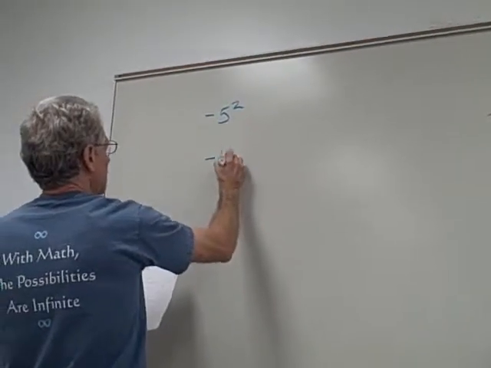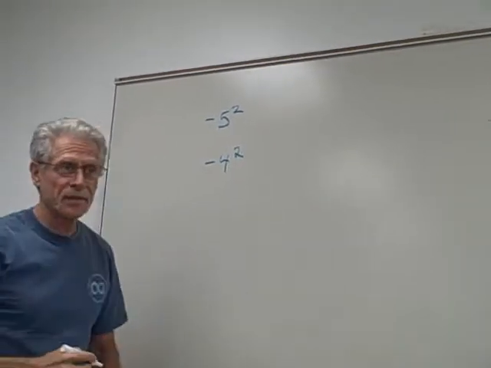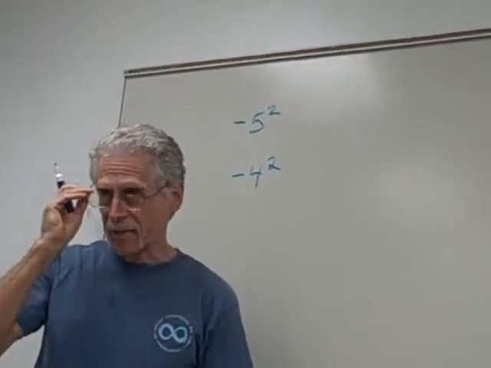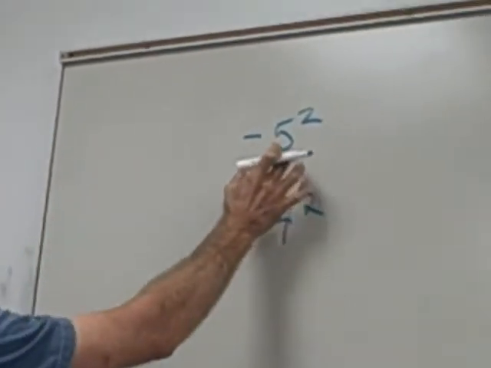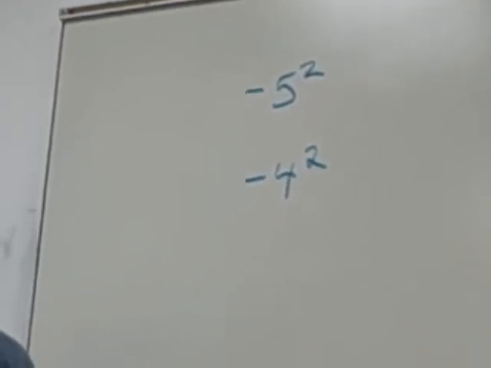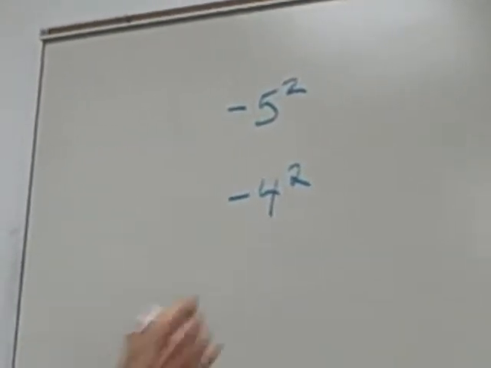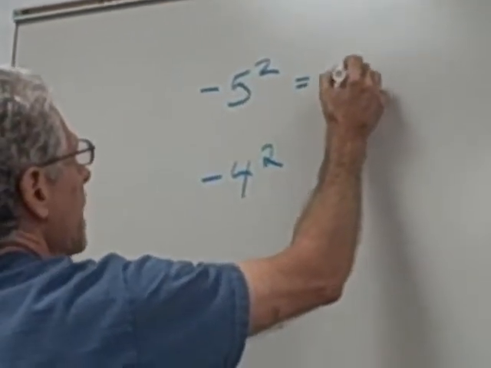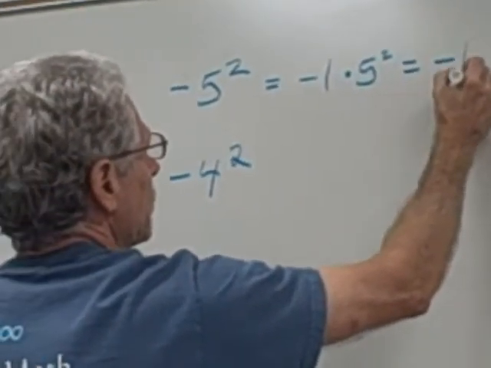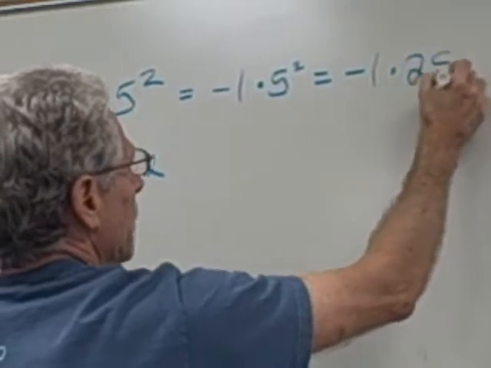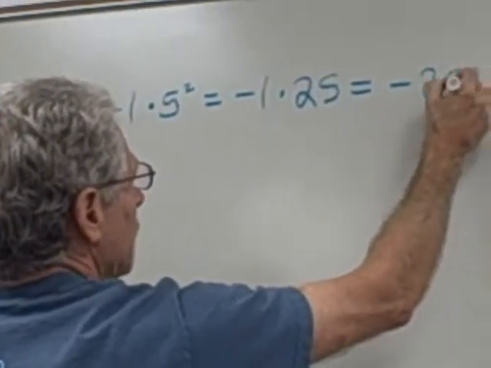Negative 5 squared and negative 4 squared. This is one of the most common mistakes that students make in math. This does not mean negative 5 times negative 5. It does not mean that. This means negative 1 times 5 squared, and the answer is negative 1 times 25, which is negative 25.